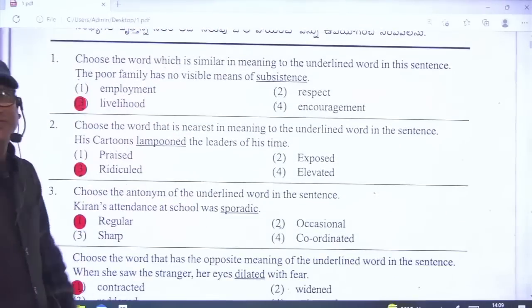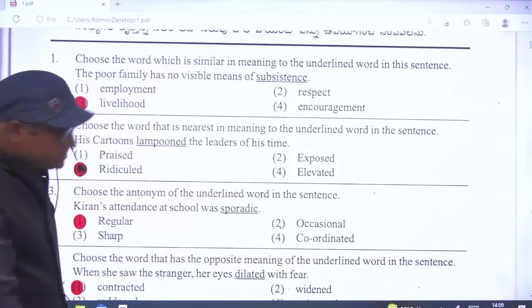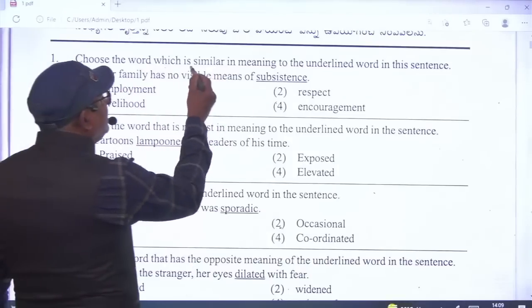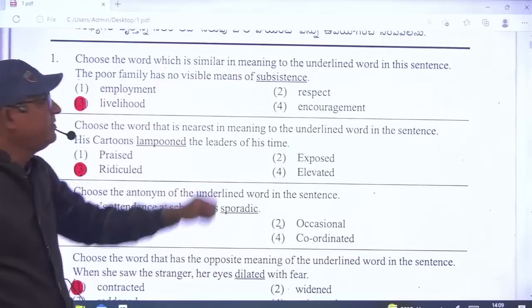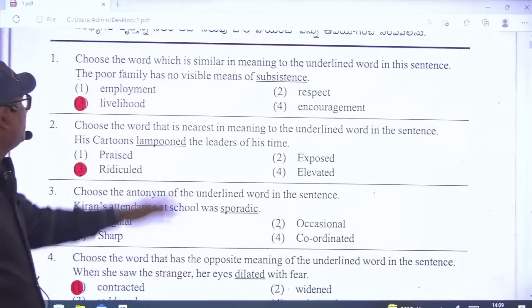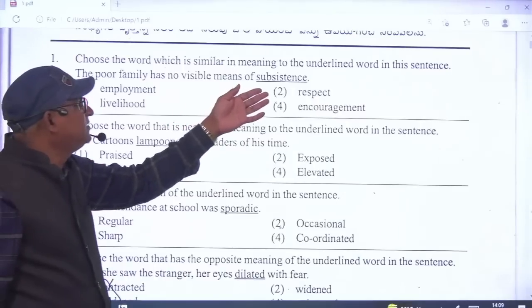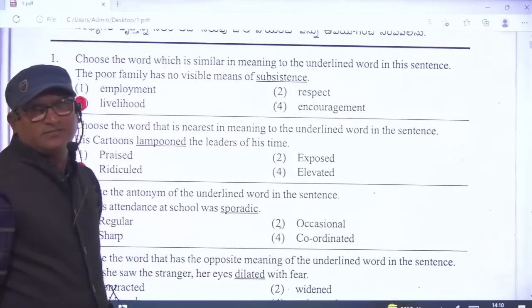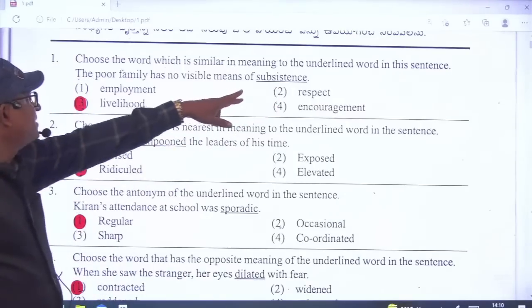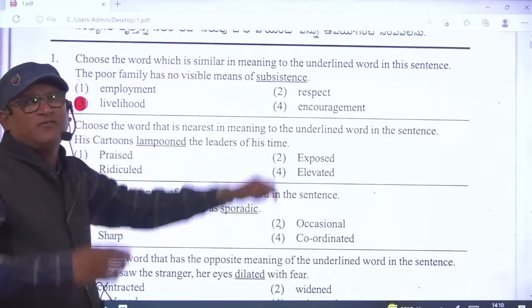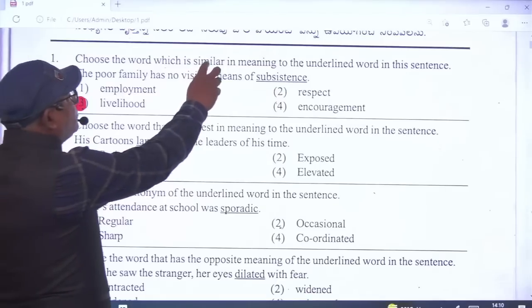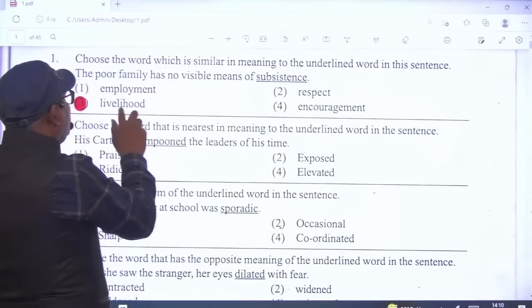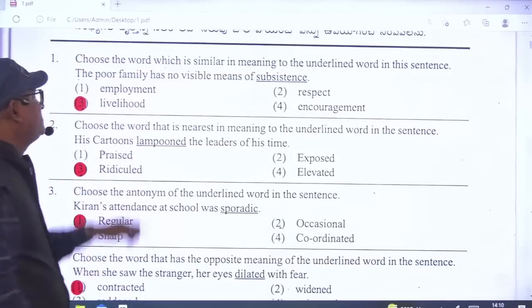This is the first question. Choose the word which is similar in meaning. Similar means synonyms, right? Synonyms means similar meaning. The given sentence is: the poor family has no visible means of subsistence. Here, subsistence is nothing but what we call livelihood, meaning doing a job. That's why we require a synonym, a similar meaning. So livelihood is the right one.